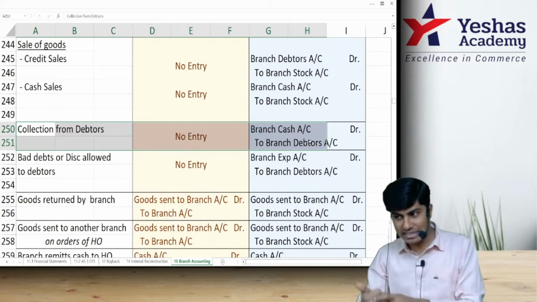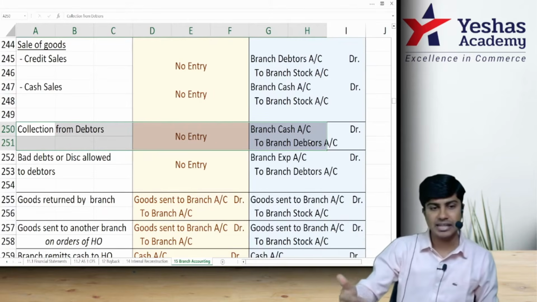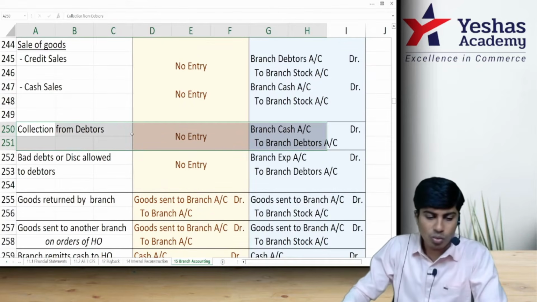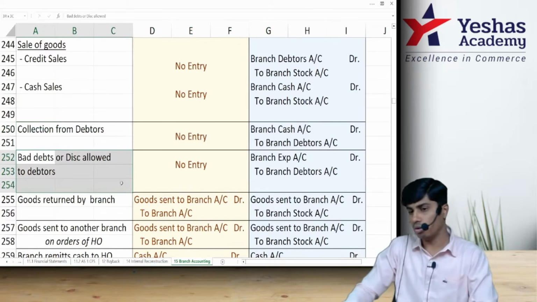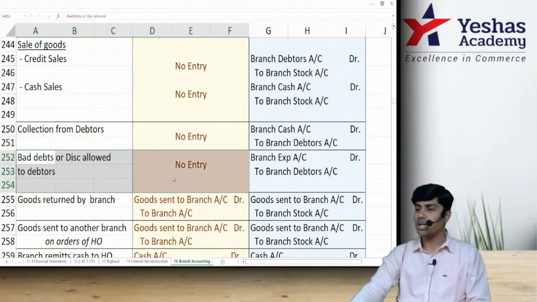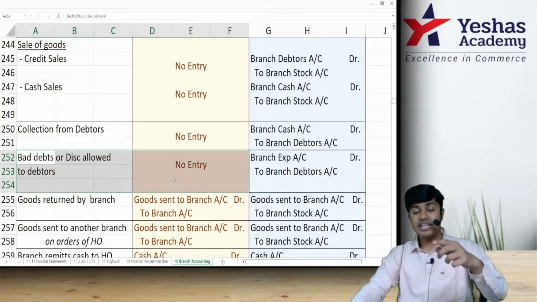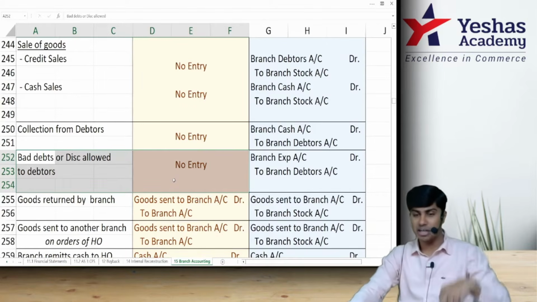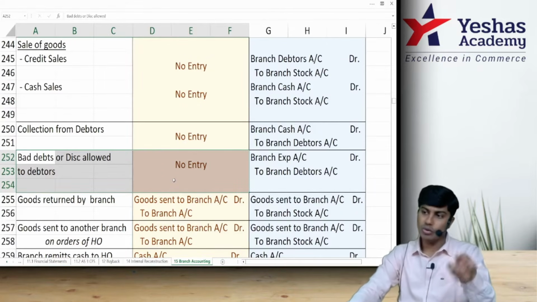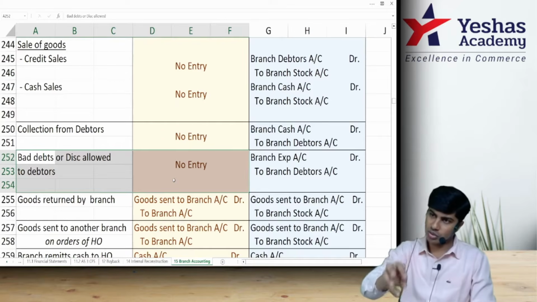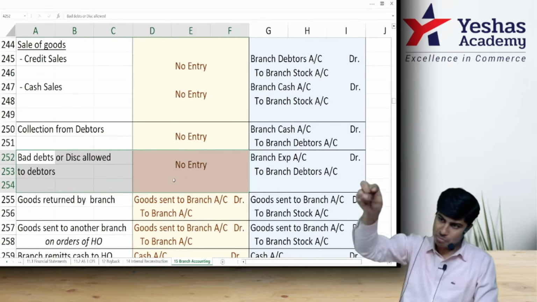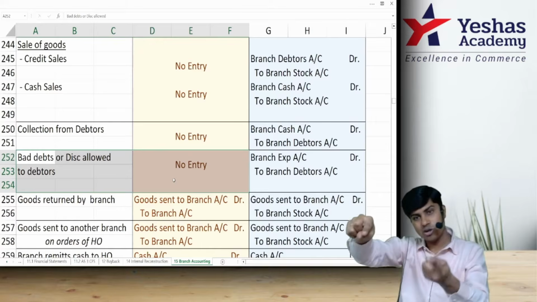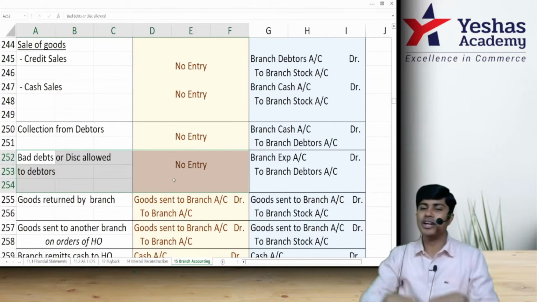It will be branch cash to branch debtors. And next, what if there is bad debts or discount alone? Again, under debtor system, there is no journal entry because it is a transaction between the branch and a third party. Or if you have to write that bad debts or discount is identified as a profit or loss impactful item in branch, debtors is also there in the same ledger. So you don't have to write it separately.